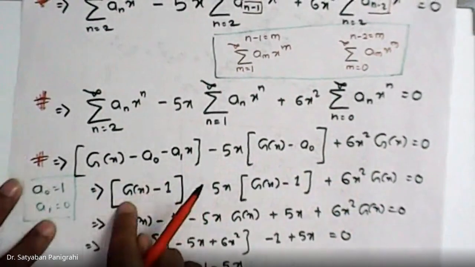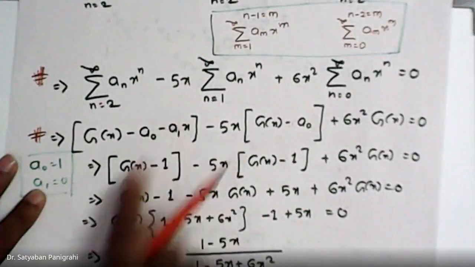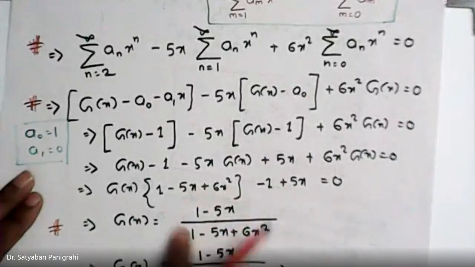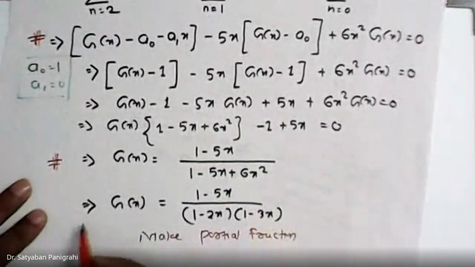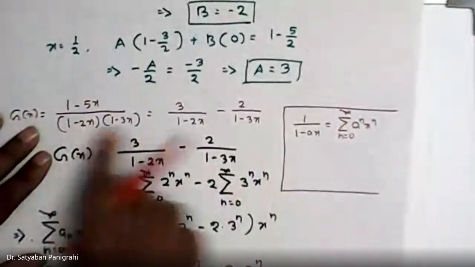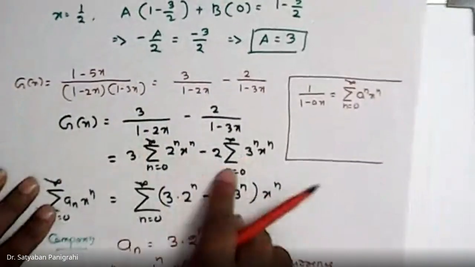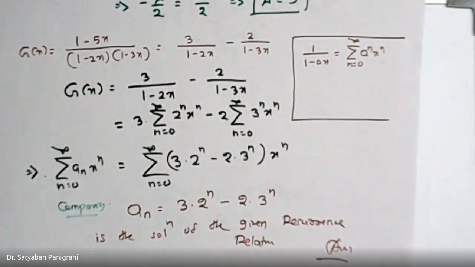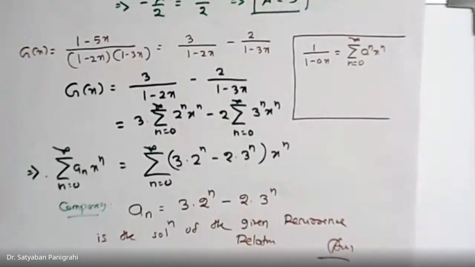After that, apply the initial condition given, then take g on one side and all the other terms on the right hand side. Now next make the partial fraction. After doing partial fraction, just retrieve g in terms of summation and compare with the a_n term. Okay, this is the method using generating function, how we solve a recurrence relation. Okay, clear up to this? Yes, sir. Okay, so let's solve another example.